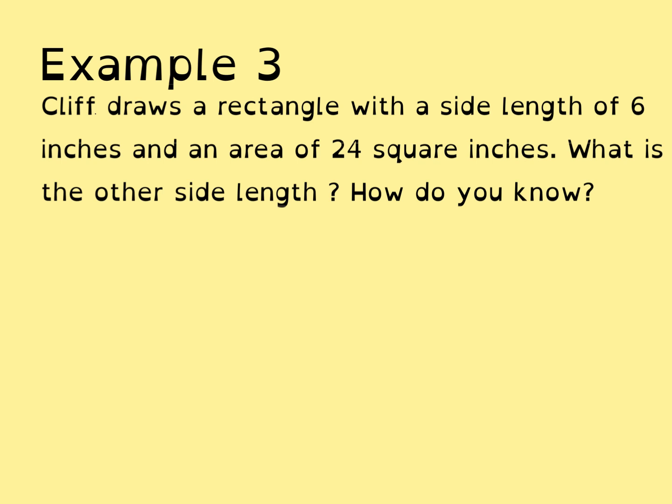Our last example today is a word problem, and it says, Cliff draws a rectangle with a side length of 6 inches and an area of 24 square inches. What is the other side length? How do you know? So let's look at what the problem gives us. It starts off with saying Cliff draws a rectangle. So let's first draw a rectangle. It then says with a side length of 6 inches. So we can label one of the sides 6 inches. It also says that the area is 24 square inches. So let's write that down.